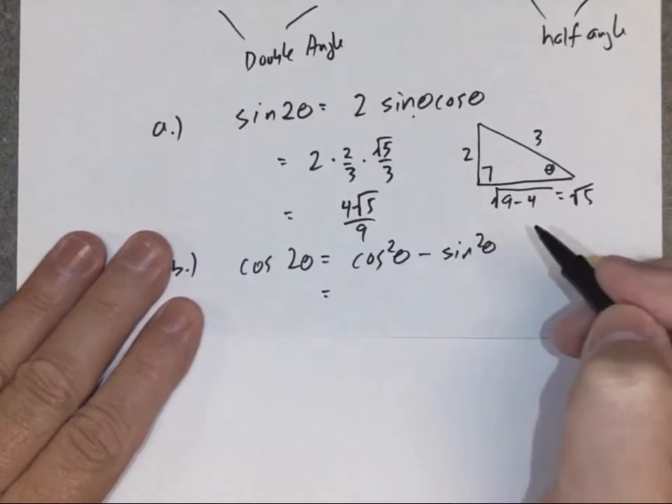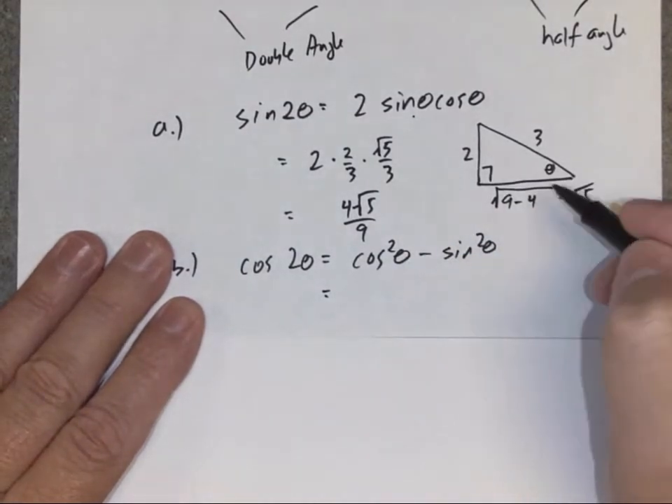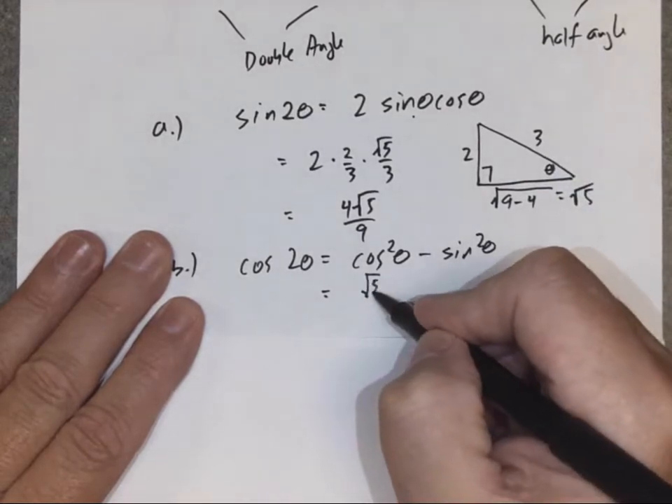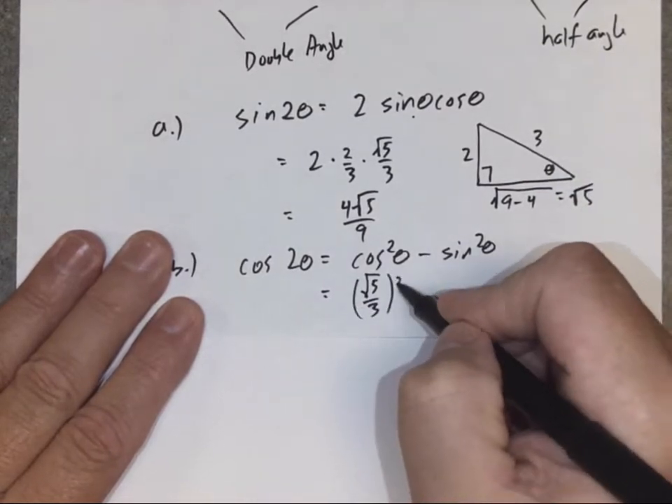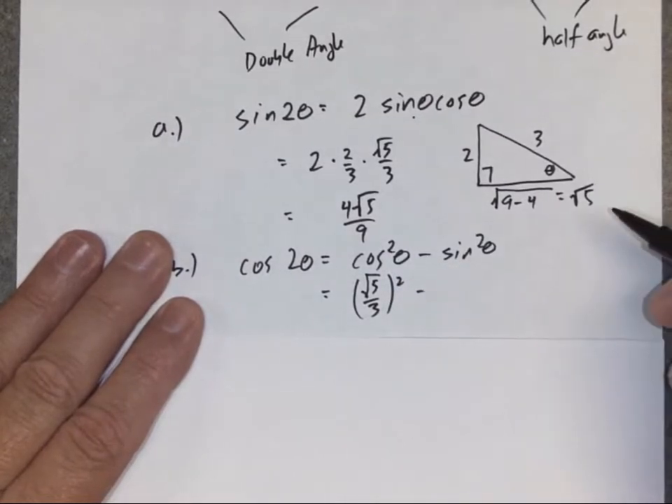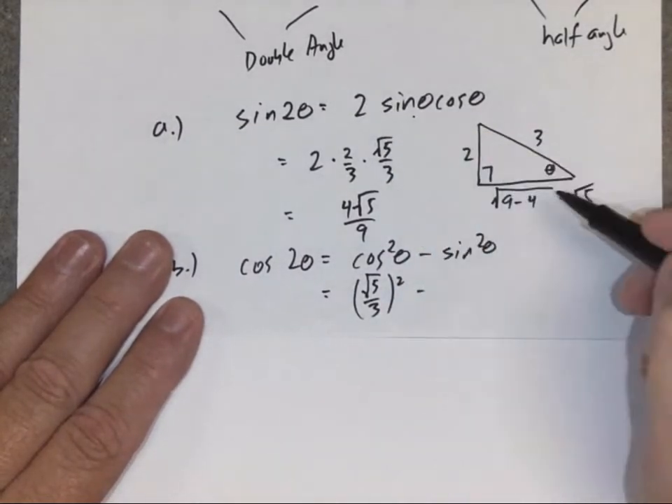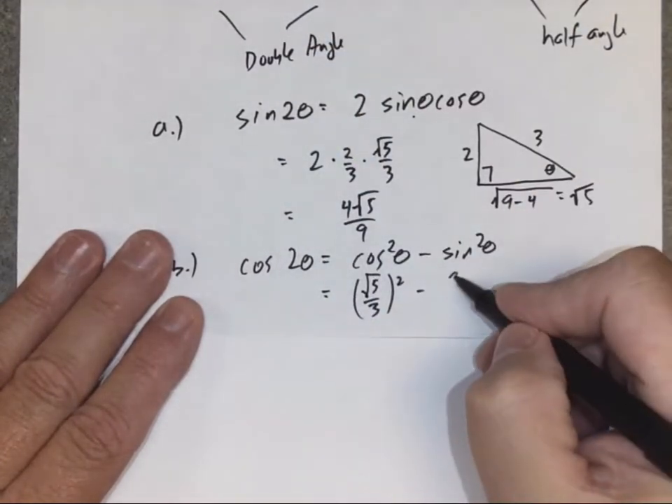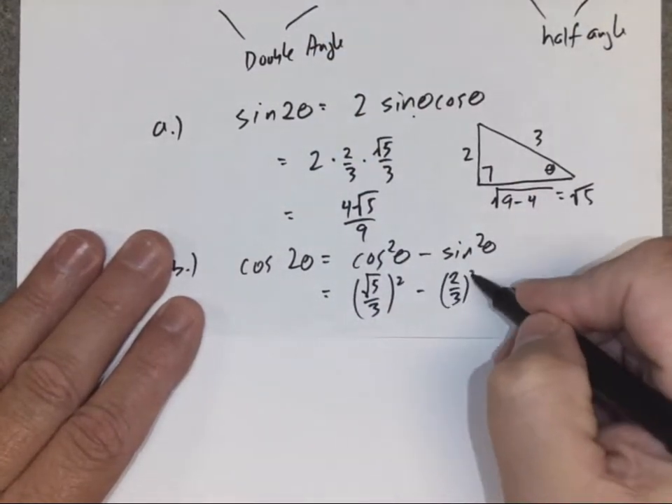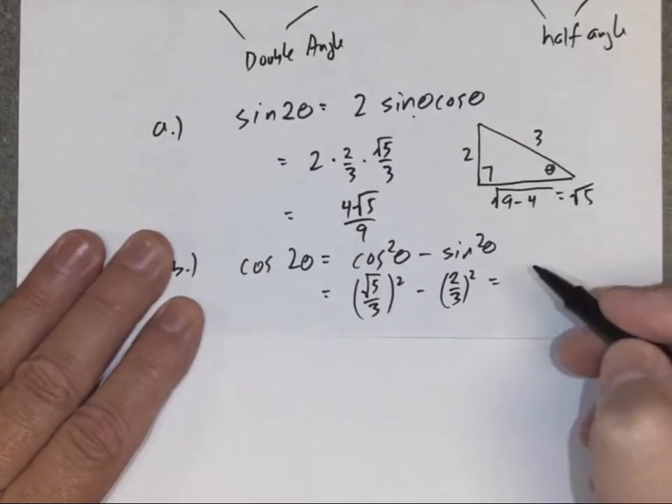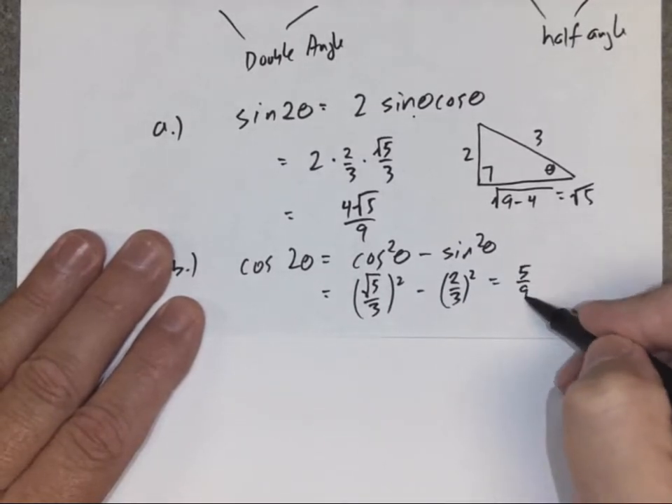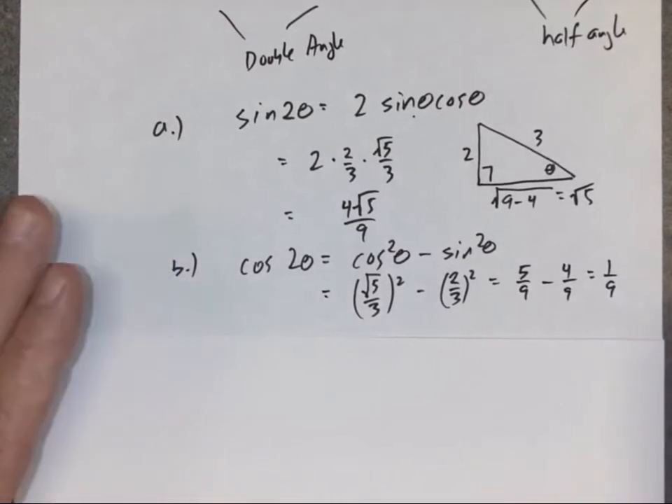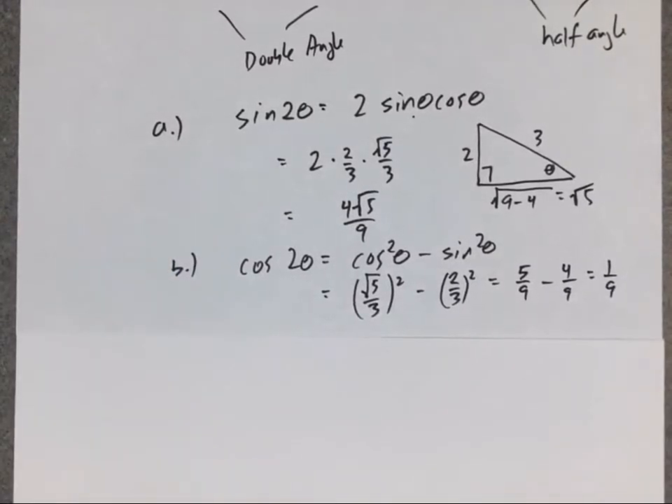So what's cosine of theta? Adjacent over hypotenuse, but it's squared, minus sine of theta squared. Sine, either look at here or way up there. Either way you want to do it, it's 2/3 squared. So this is 5/9 minus 4/9. Looks like cosine 2 theta is 1/9.